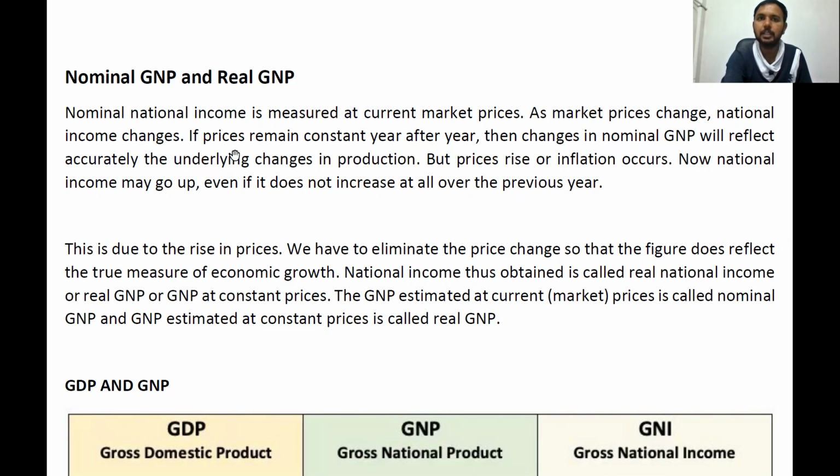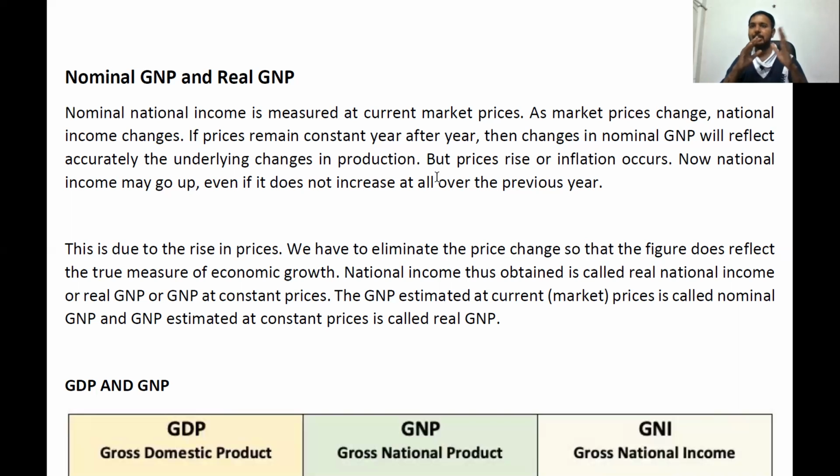So guys, if price remains constant year after year, then changes in nominal GNP will reflect accurately the underlying changes in production. If we want to know the accurate increase in production, then price needs to remain the same year after year, so that we can know how much production has increased, and also the rate of growth of the economy. So the ultimate purpose of nominal GNP and real GNP is to know the growth rate of the economy of a particular country.